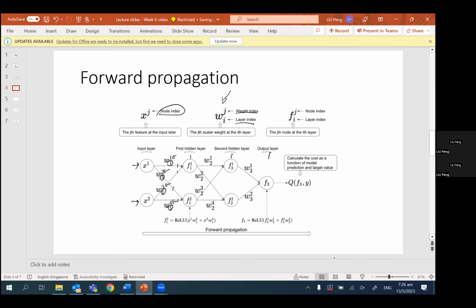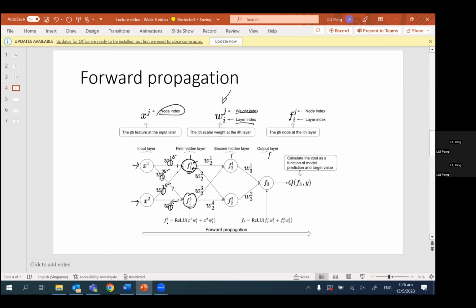And then coming back to the first hidden layer, let's zoom in on this one. So this is the hidden feature for the first layer, and then for the first node, right? This is what it is. And then this is the second hidden feature for the first hidden layer, right?